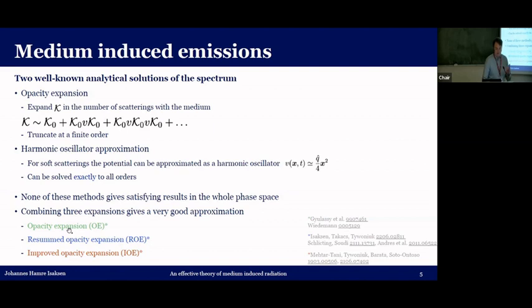The opacity expansion has been known for a long time. The improved opacity expansion is something that was developed in recent years by Yacine, Konrad, and João and Alba. And this resummed opacity expansion is also, as Carlotta said, something they did in her paper, but she only mentioned it as a low energy limit of the emission spectrum. However, what we did in our paper is give this a more formal approach, a formal derivation.